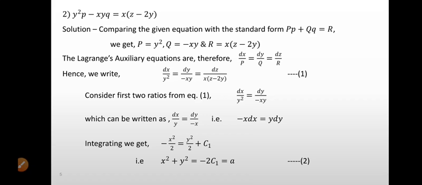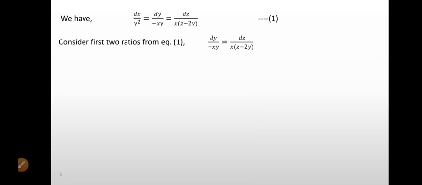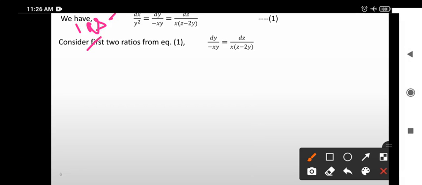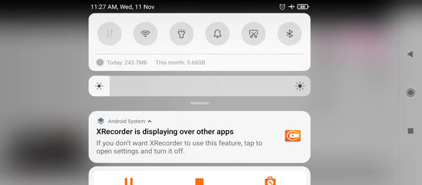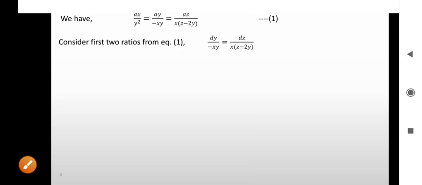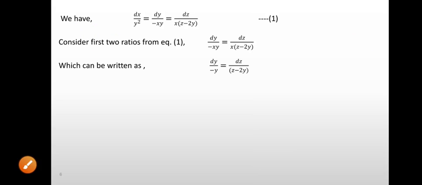Now we have to try for one more solution. So consider the three ratios again. Now consider second and third ratio. Here it should be last two ratios. So again here x is a common factor which can get cancelled. So we get dy upon minus y equal to dz upon z minus 2y.